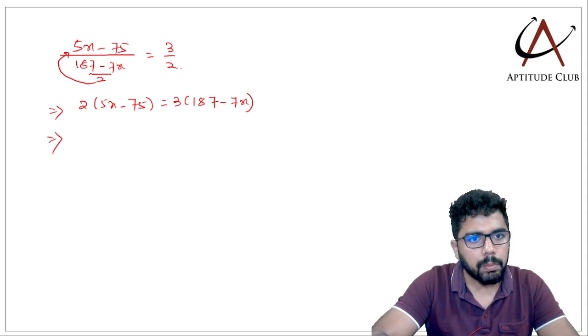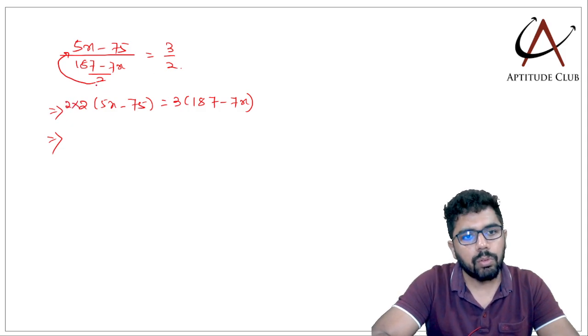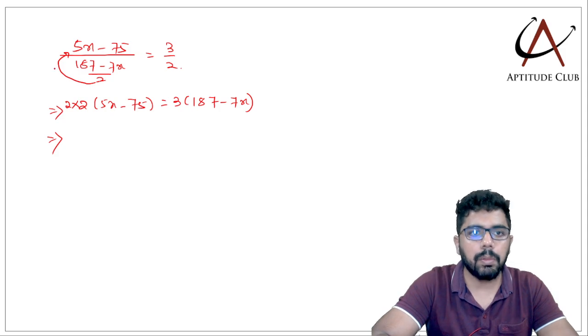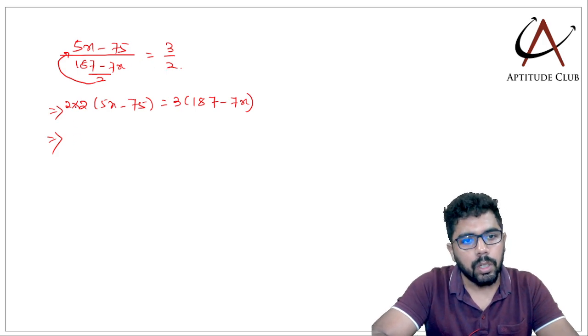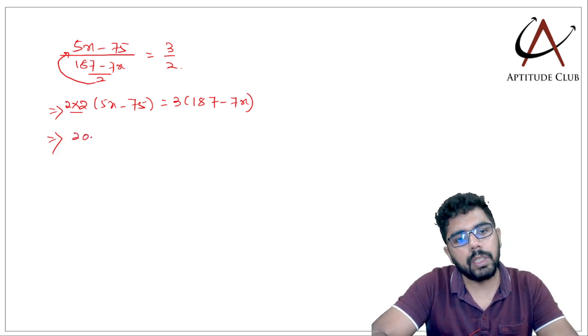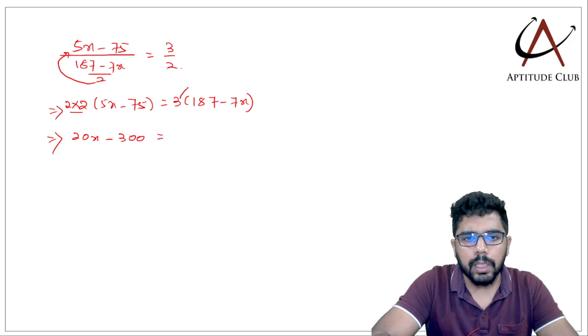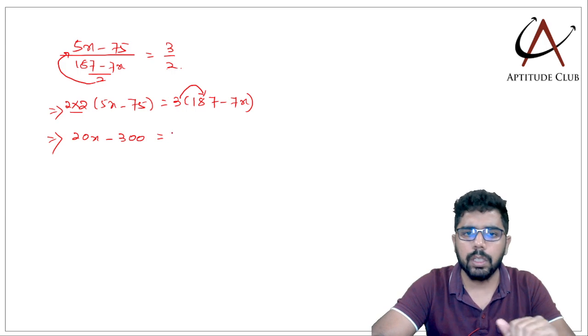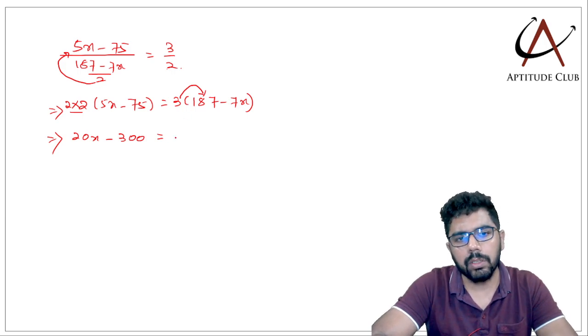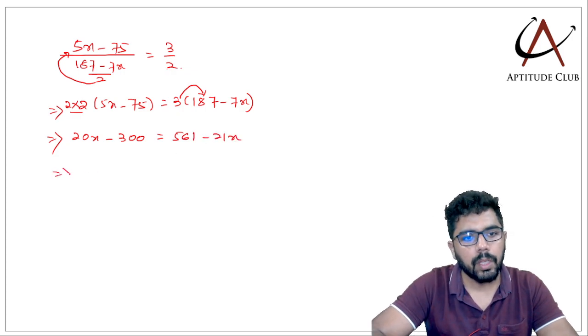And this 2 again will be multiplied here, so 2 times 2. So the 2 in the denominator is going to the numerator, and this 2 is because of cross multiplication. So 4 into 5x is 20x, minus 4 into 75 is 300. 3 times 187: 3 times 180 is 540, plus 3 times 7 is 21, so 561 minus 21x. So I'm getting 41x is equal to 861.